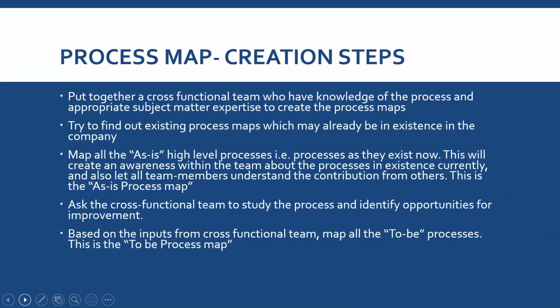Next, map all the as-is high-level process. All you need to do is just observe the process and create the map. This will create an awareness within the team about the process. And this is what we call the as-is process map or the current process map.